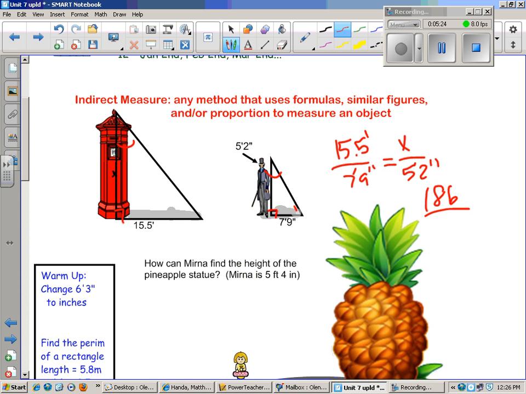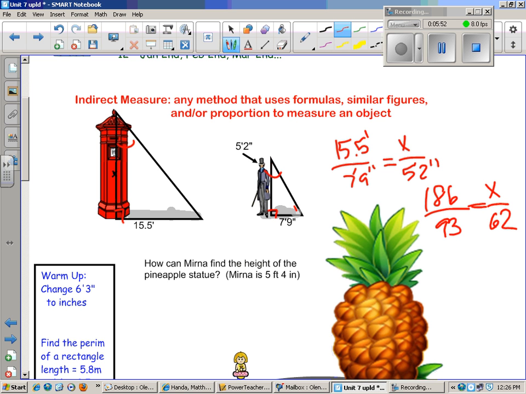Okay, and then 7 feet 9 inches, I have to take the 7 and multiply by 12 because that's feet, and that's 84 plus, and then the inches was already inches, so I multiply this by 12 and then I just add this. So 84 plus 9 is 93, right? Okay, and then x, and 5 feet 2 inches, 5 times 12 is 60 plus 2, 62.